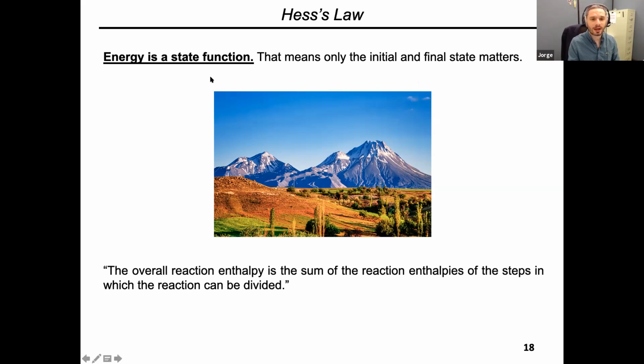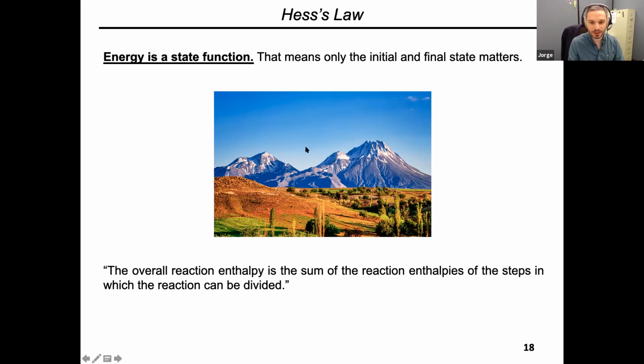Hess's law takes advantage of the fact that energy is a state function. What does that mean? Any state function means that only the initial and final state matters. When we are measuring the delta H, we are always looking for the final enthalpy minus the initial enthalpy. It does not matter the intermediate steps that we are taking to get from start to finish.